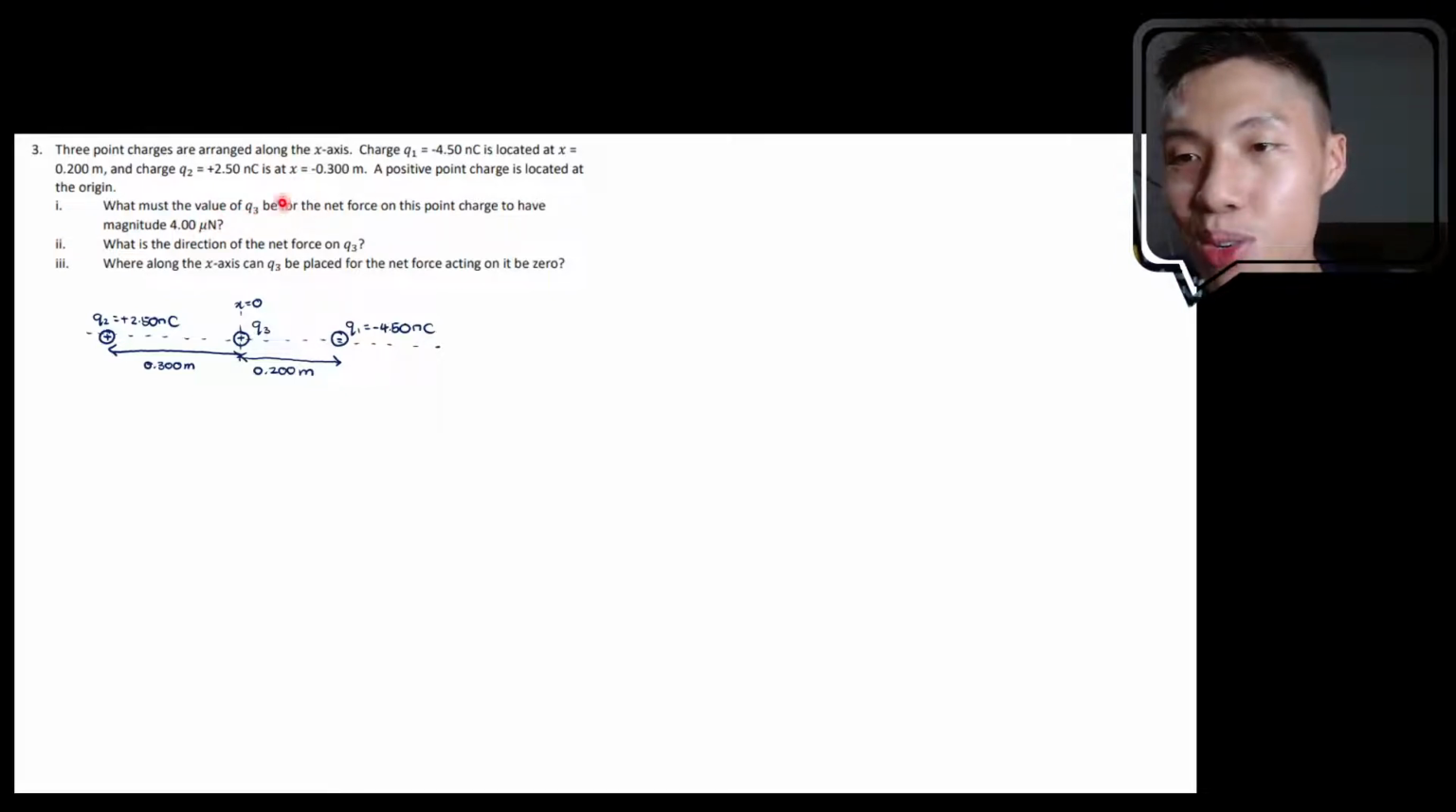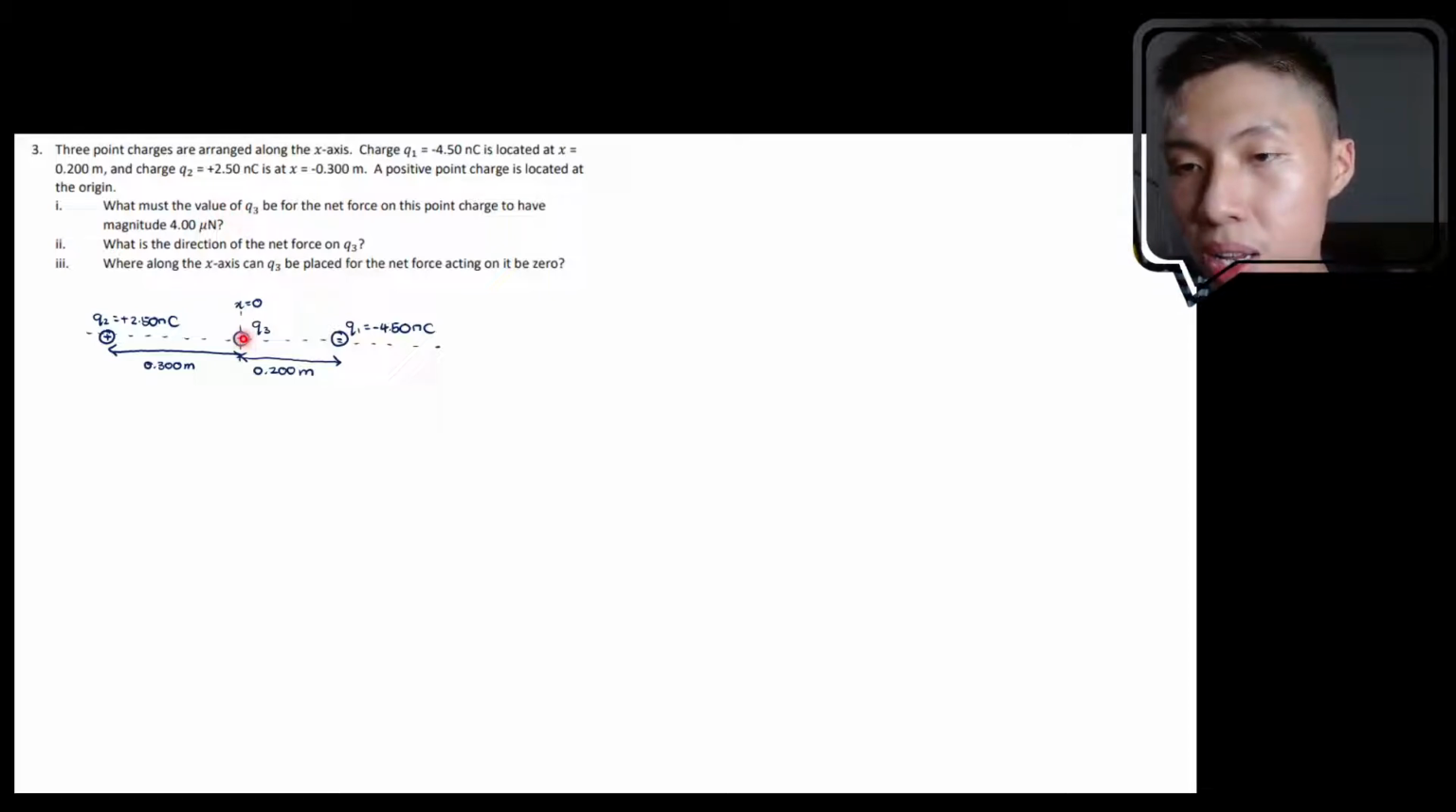Let's look at what the question asked for. So what must the value of Q3 be? So this Q3, they don't tell us what's the value of the charge, right? So they ask what is the value of Q3 in order for the net force on this point charge to have a magnitude of 4.00 micronewton. Okay, suddenly I never see micronewton before. So they say what value does Q3 have to be in order for the net force acting on Q3 to be 4 micronewton.